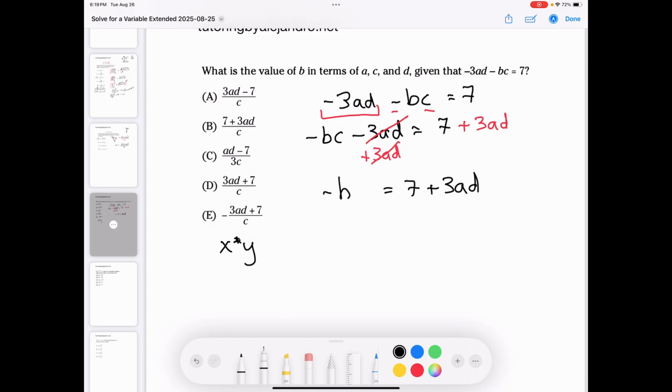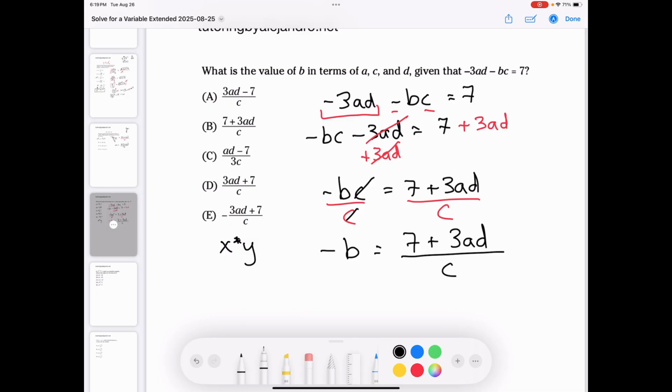So to get rid of the c, I have to apply the opposite operation, which means I am dividing by c on both sides, right? And remember, I have to do it to the entire expression. So that gets rid of the c on the left, and I'm left with minus b equals 7 plus 3ad divided by c. Okay?